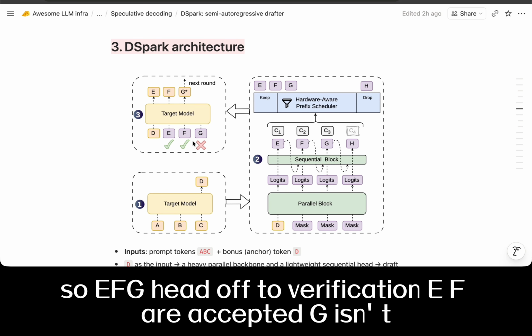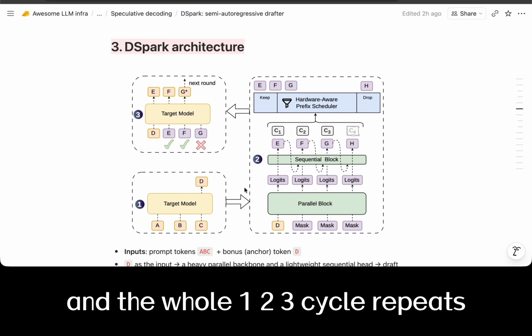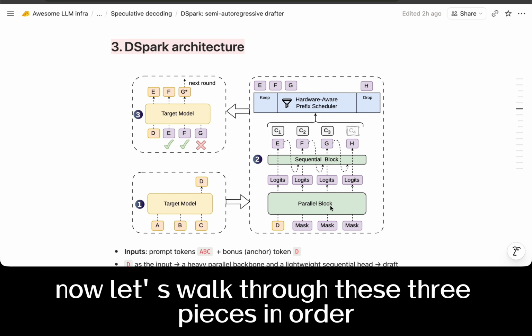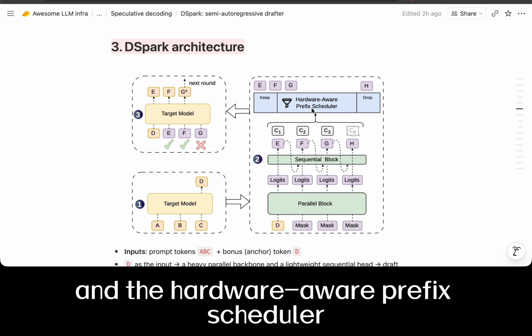So EFG goes off to verification. EF are accepted, G isn't. At that point, we emit a bonus token G star, and the whole 1, 2, 3 cycle repeats. Now let's walk through these three pieces in order: the parallel block, the sequential block, and the hardware-aware prefix scheduler.